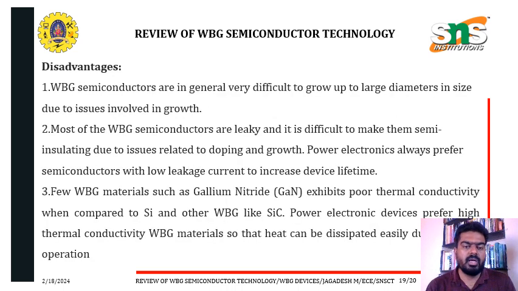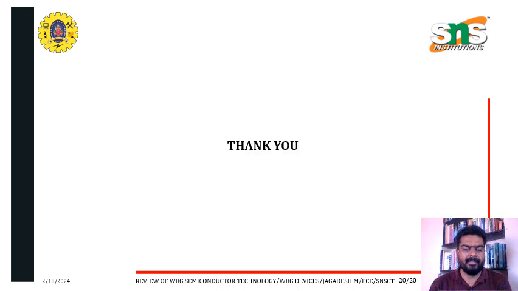The disadvantages: WBG semiconductors are in general very difficult to grow to larger diameters due to issues involved in the growth. Most of the WBG semiconductors are leaky, and it is difficult to make them semi-insulating due to issues related to doping and growth. Power electronics always prefer semiconductors with a low leakage current to increase device lifetime. A few WBG materials such as gallium nitride exhibit poor thermal conductivity when compared to Si and other WBG materials like SiC. Power electronic devices prefer high thermal conductivity WBG materials so that the heat can be dissipated easily during operation. Thank you.